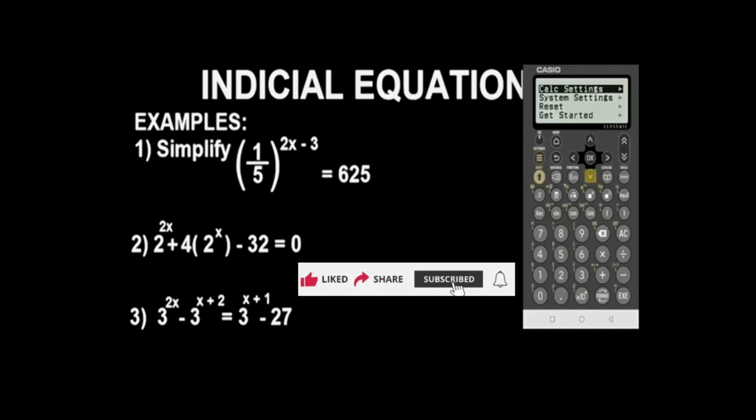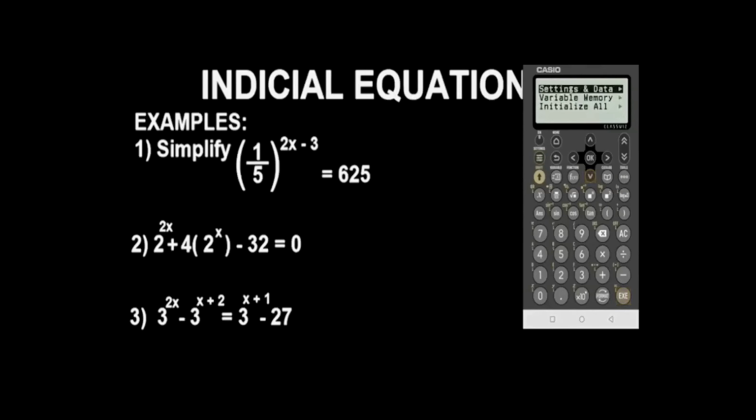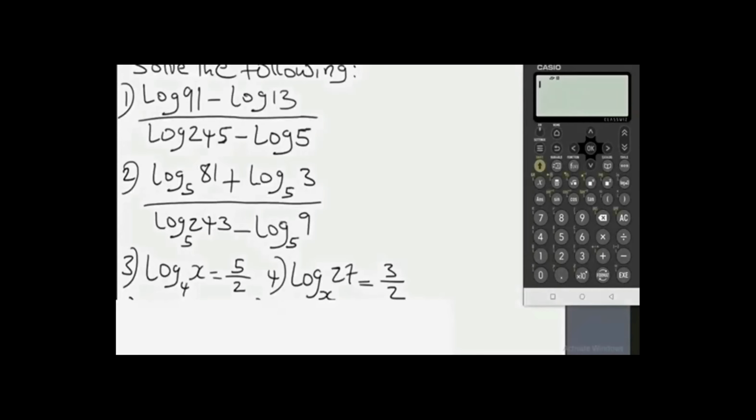Go to reset. Press execute. Go for initialize or press execute again. So that's it. We are going to learn how to solve problems involving logarithm using this Casio Fx-991 scientific calculator. It is now fast for multiple choice questions. So let's get started. Let's begin with question 1.